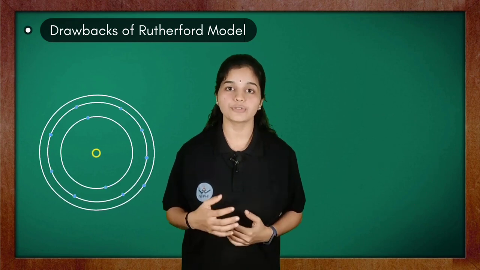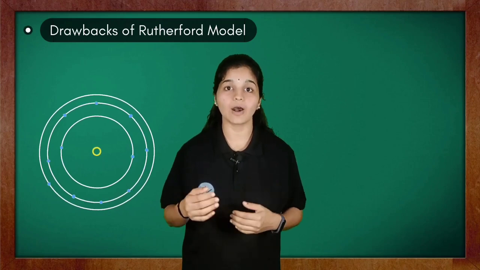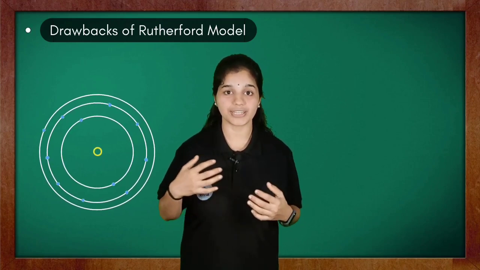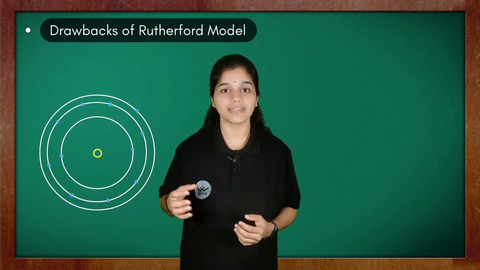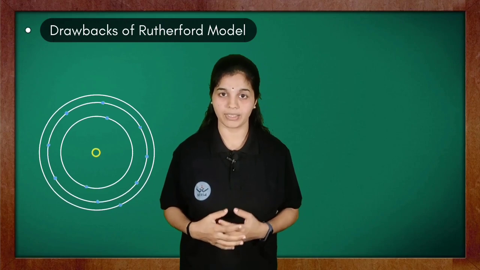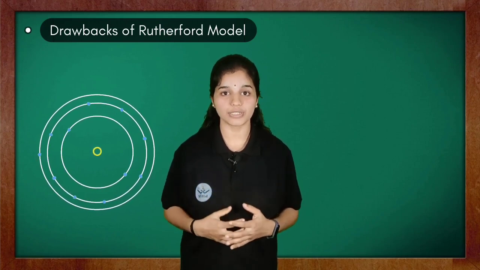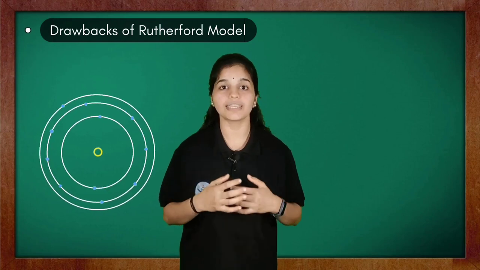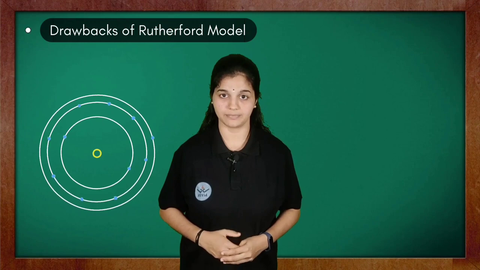Secondly, Rutherford's nuclear model of atom could not clearly explain how the electrons are arranged around the nucleus in the circular orbits, and it did not give any information about the energy of the electron. In other words, I can tell that Rutherford's nuclear model of atom does not give any information related to the electronic structure of the atom.